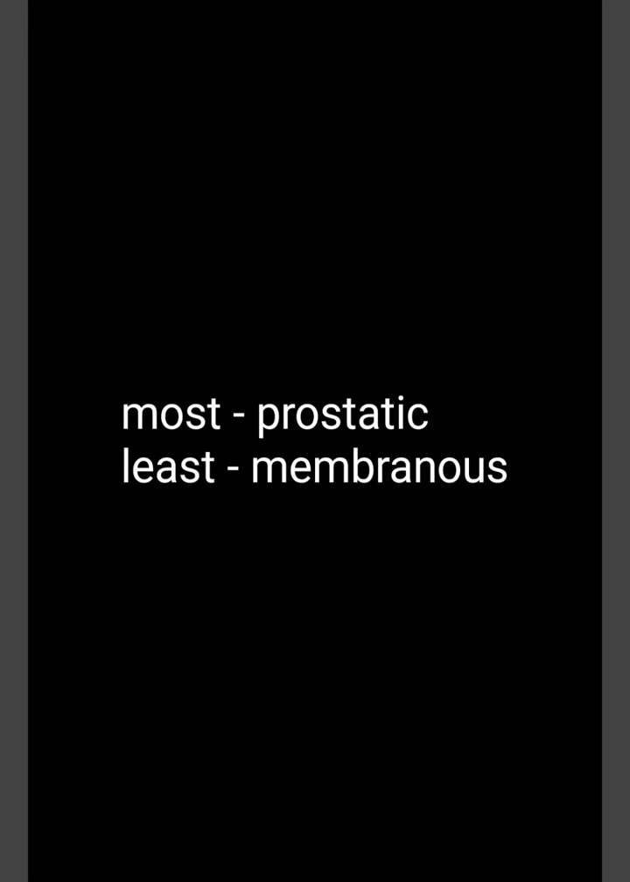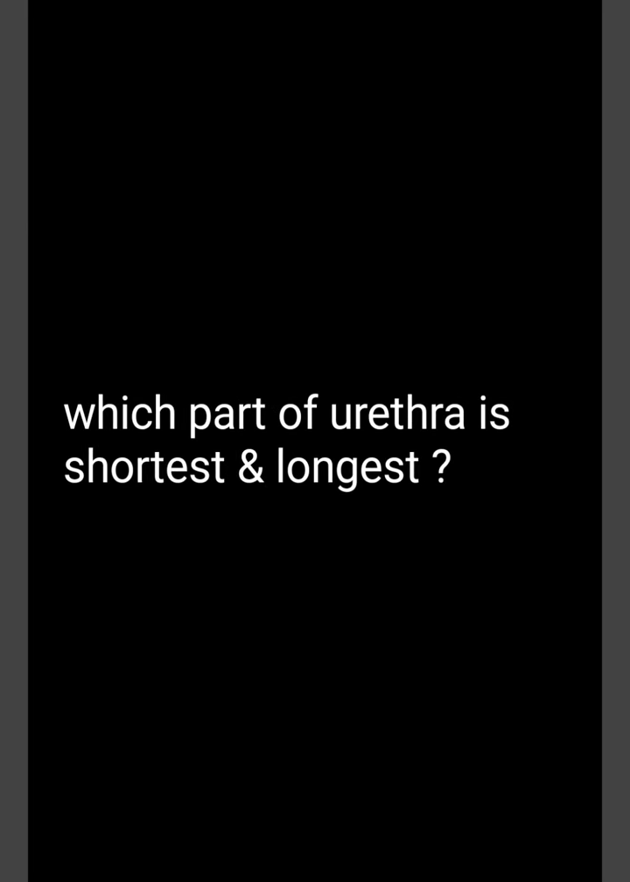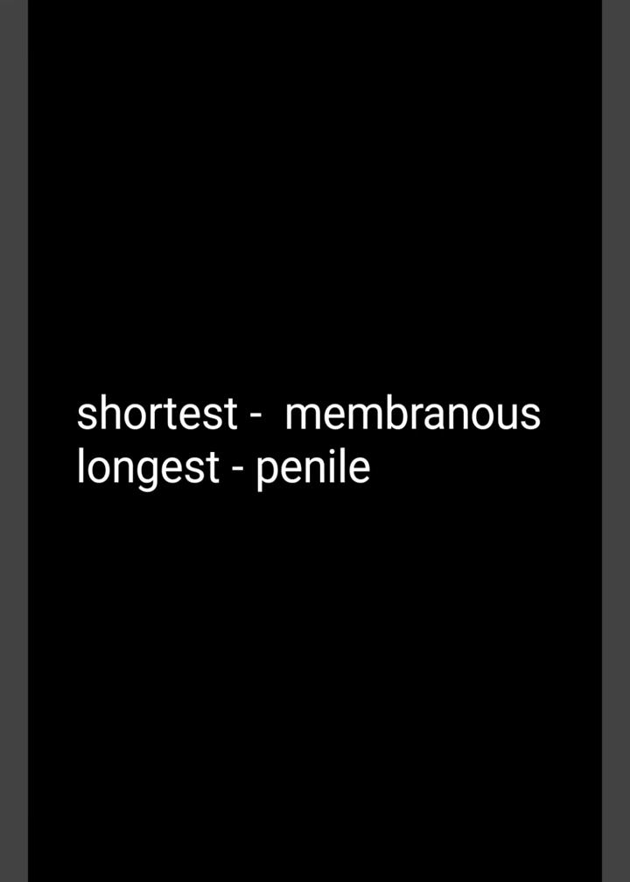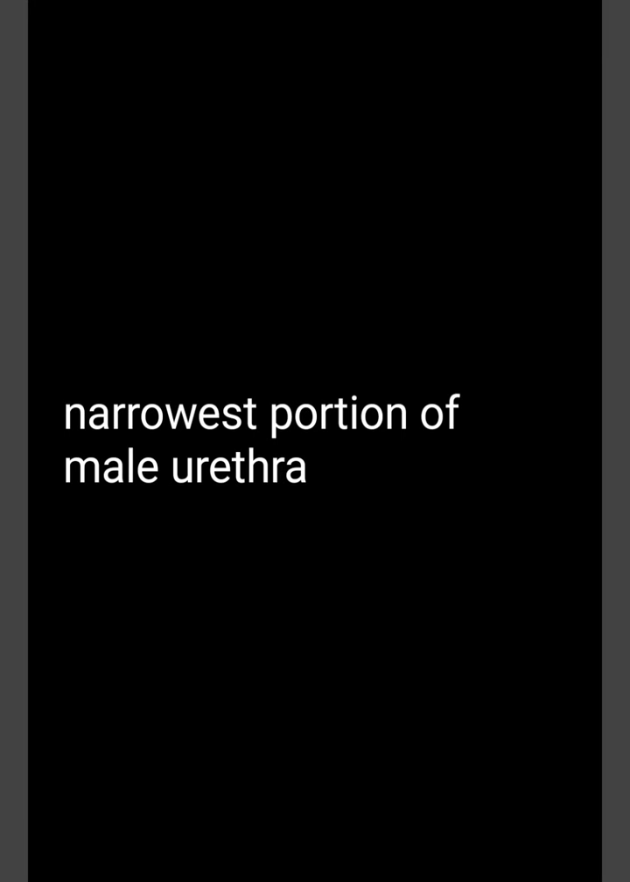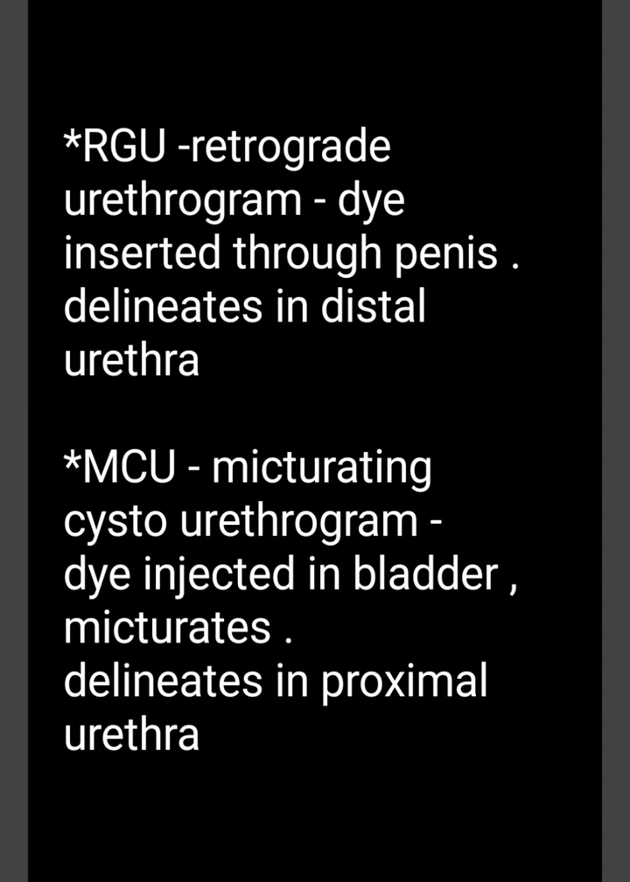Most, prostatic. Least, membranous. Which part of urethra is shortest and longest? Shortest, membranous. Longest, penile. Which part of urethra is bend? Bulbar. Narrowest portion of male urethra: external urinary meatus.